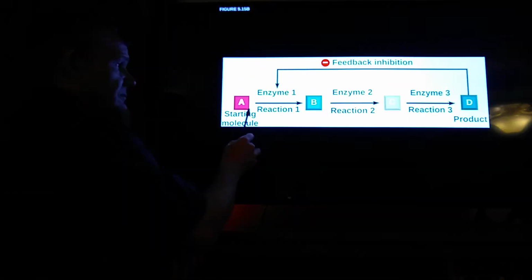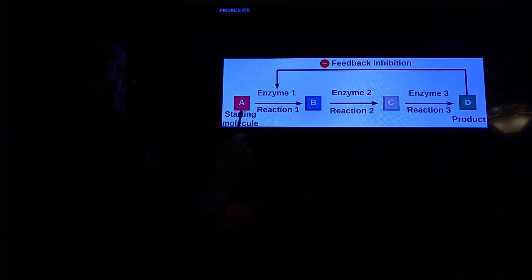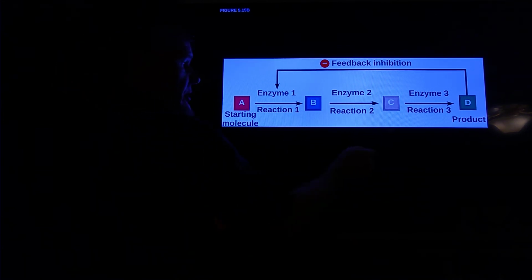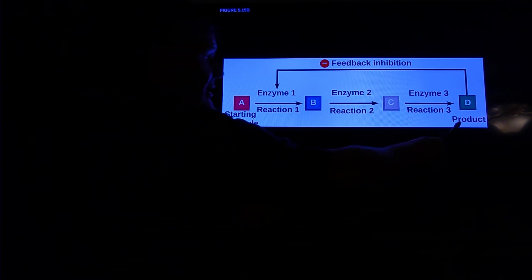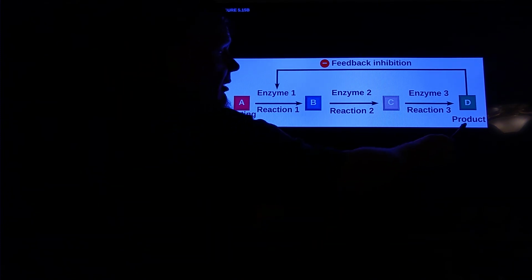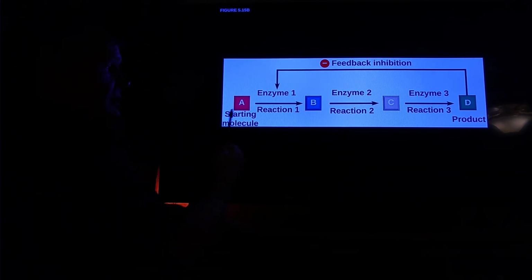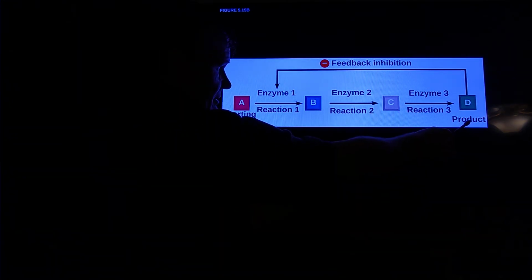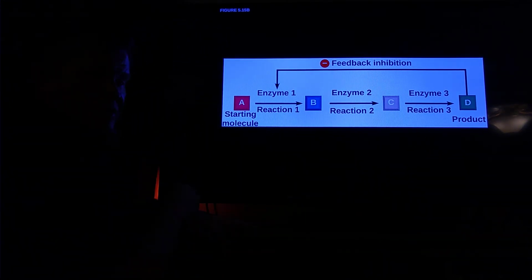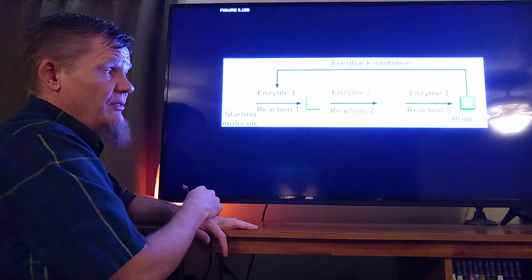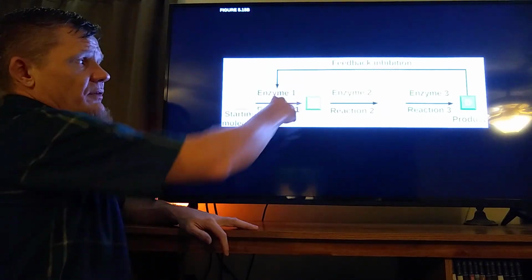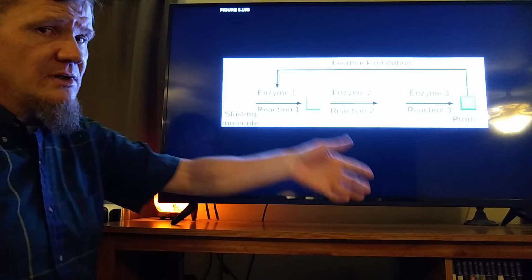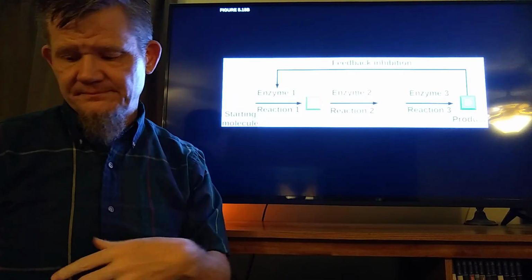Feedback inhibition. Here's my starting molecule, the thing that I break down, and it follows a whole bunch of reactions until I end up with a product. Often, if that product starts to build up, it will inhibit the enzyme that does the initial breaking down. If I've got too much of the product, then I should stop doing the reaction. Feedback inhibition. This is called negative feedback, where the product of the pathway inhibits the pathway. And most of your enzymes work off of this feedback inhibition. If I've got too much of the product, then I don't need to run the reaction anymore. I need to stop it.